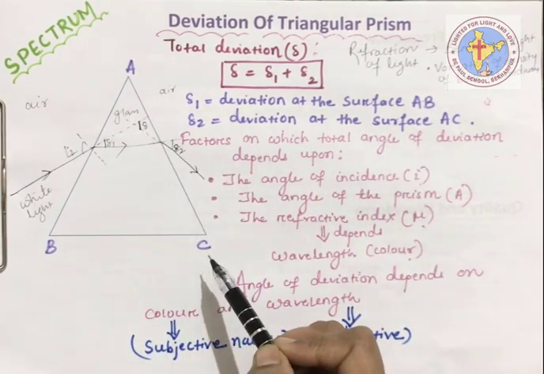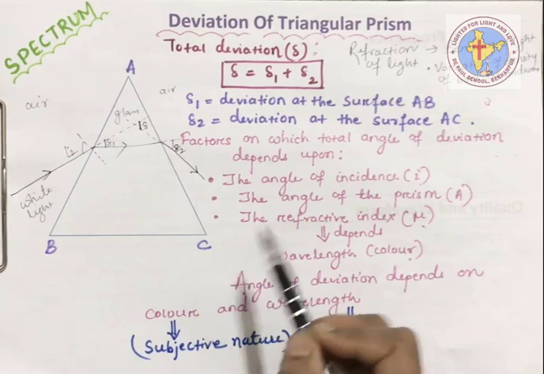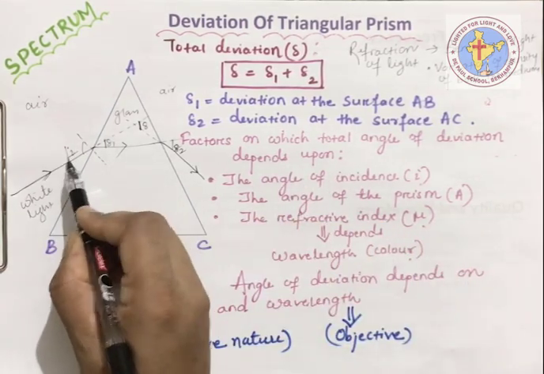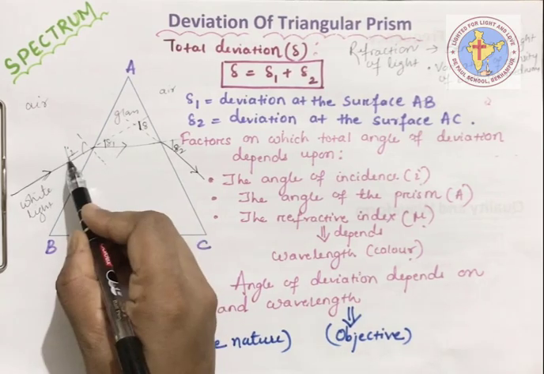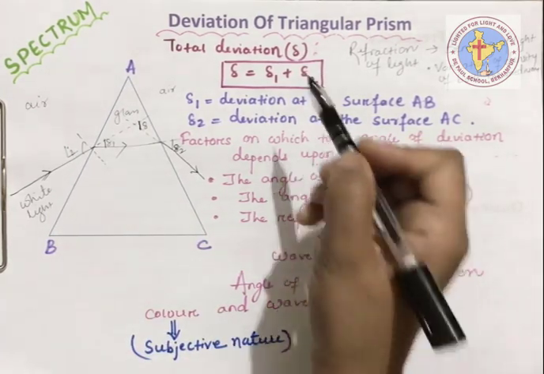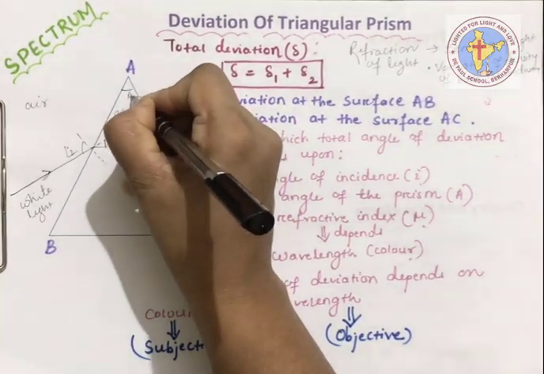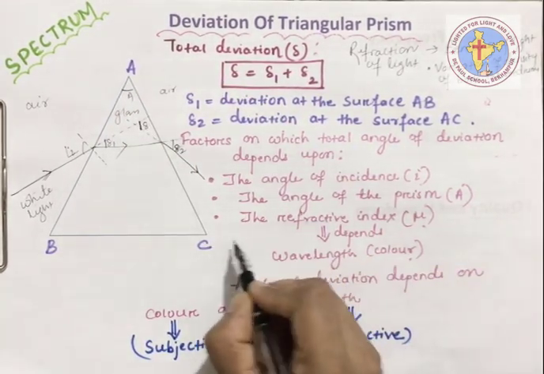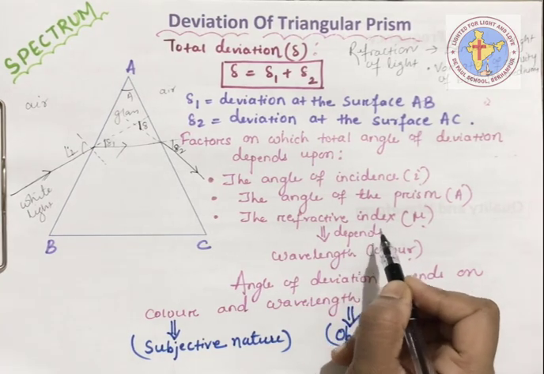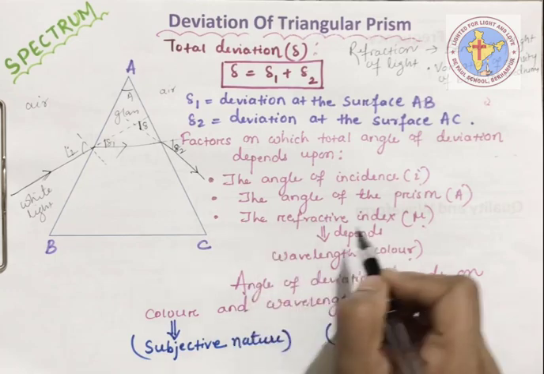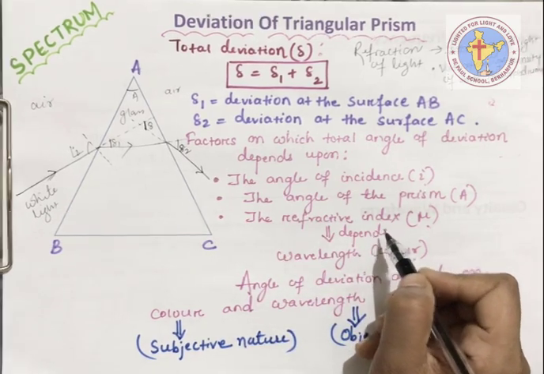Now let us learn about the factors on which this angle of deviation depends. First one is the angle of incidence, that is I, of course. Then the second one is the angle of the prism, that is A. And the third one, the refractive index. Now tell me, children, what do you mean by refractive index?